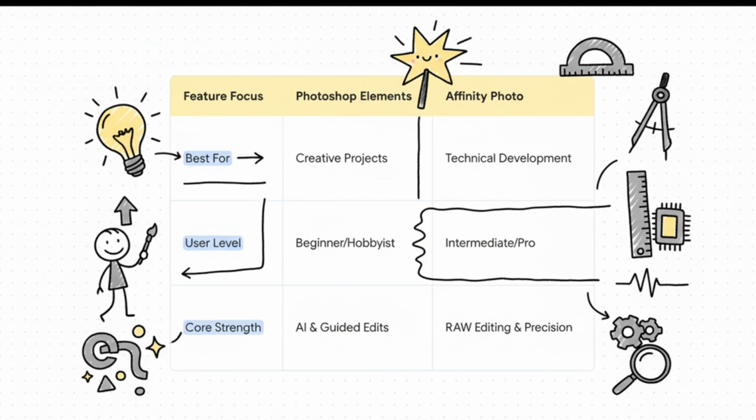All the analysis shows that Photoshop Elements is just perfect for beginners and hobbyists who are focused on fun, creative projects and playing with all that new AI magic. Affinity Photo, on the other hand, is really geared more towards pros and intermediate users who need that technical precision and deep, raw editing power.